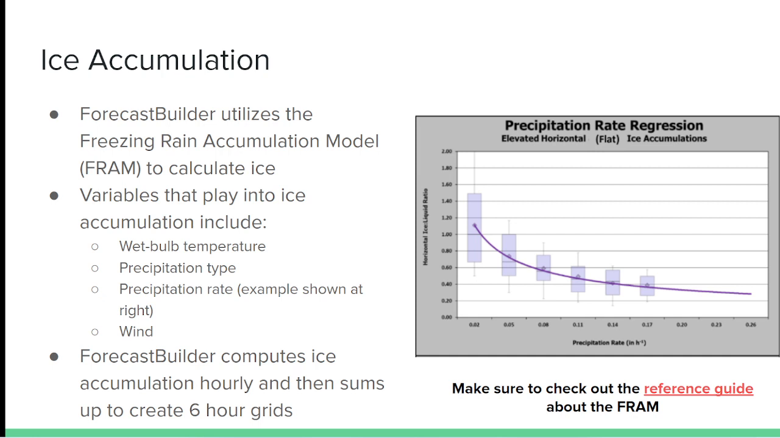Ice accumulation is a little hard to show how it is created. ForecastBuilder utilizes the freezing rain accumulation model, or FRAM, which has a whole set of equations that take into account things like wet bulb temperature, precipitation type, precipitation rate, and wind. An example of one of the curves is shown. Like snow amount, all the hourly accumulation is created and then summed to get the 6-hour grids. Be sure to check out the reference guide for more about the FRAM.